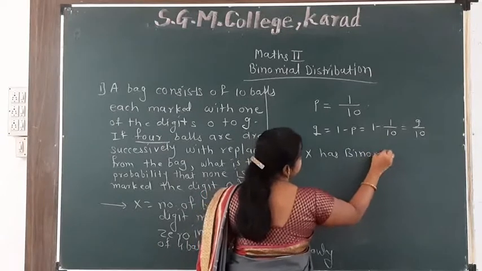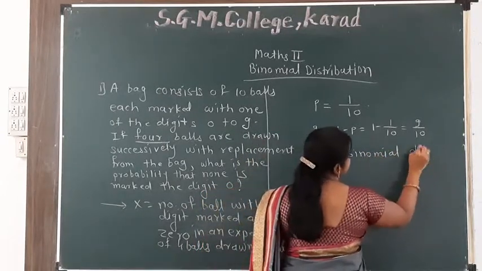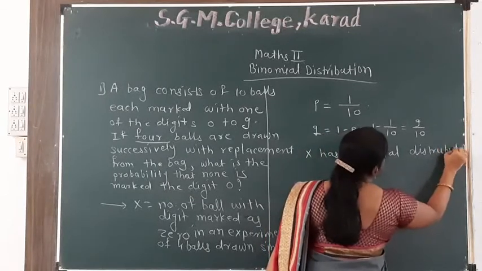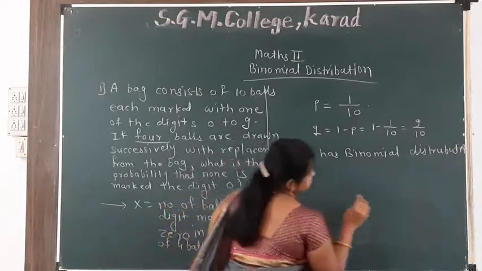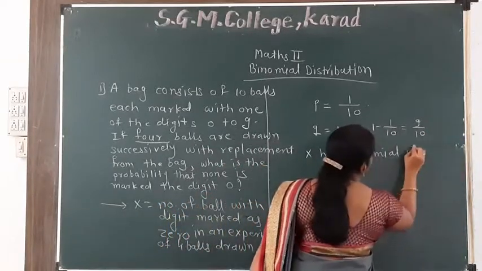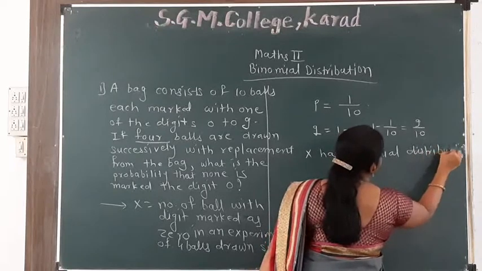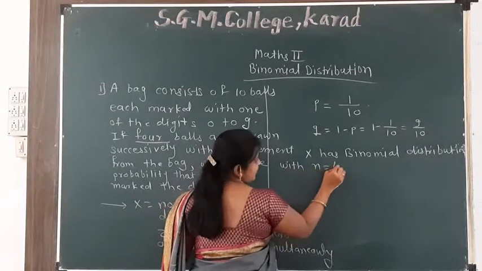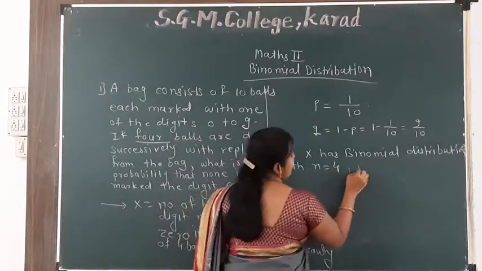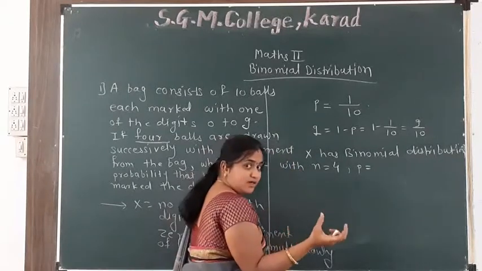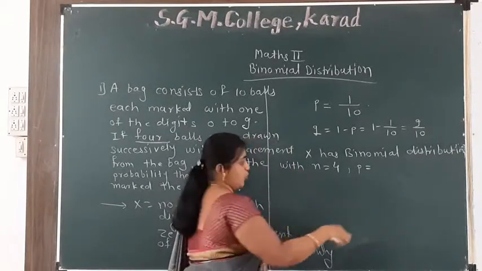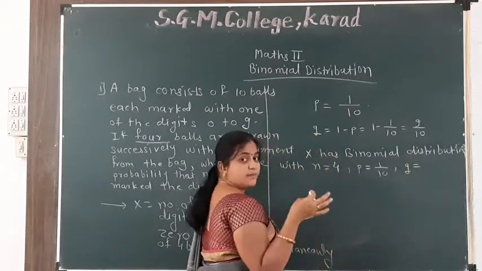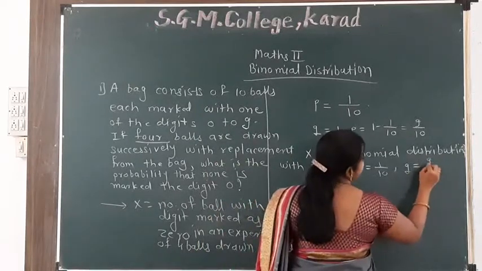Binomial distribution with n equal to the total number of trials, 4. Probability of success, meaning we get a ball marked 0, is 1 by 10, and the probability of failure Q is 9 by 10.